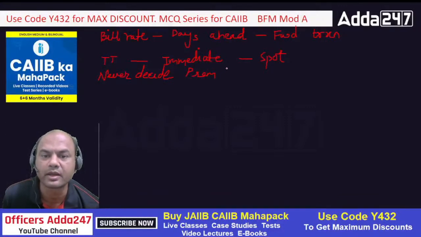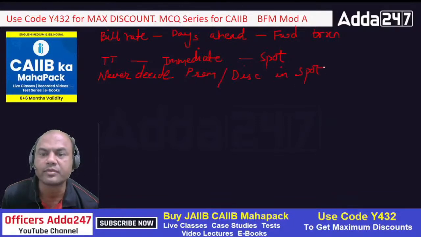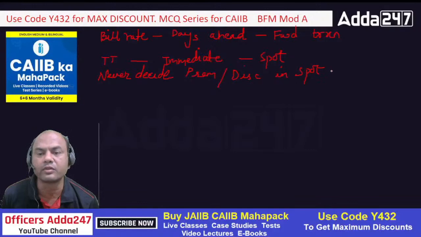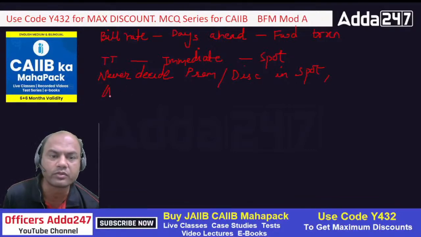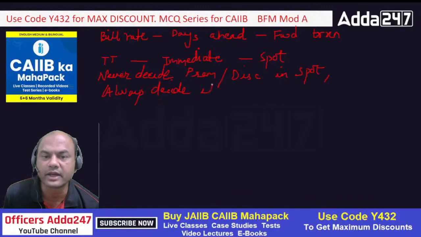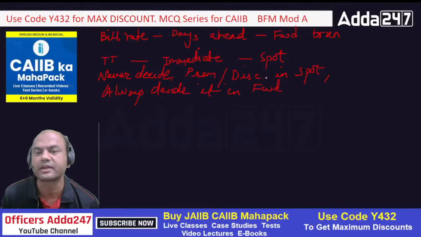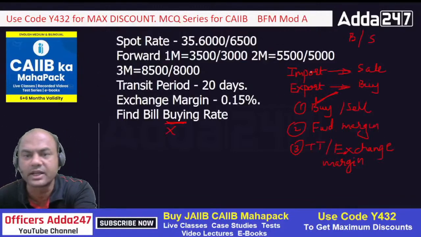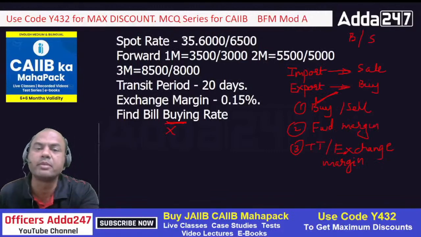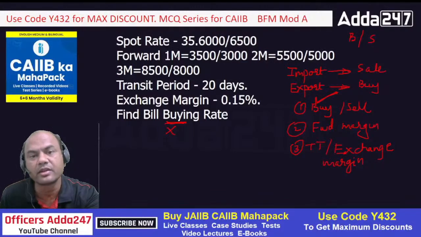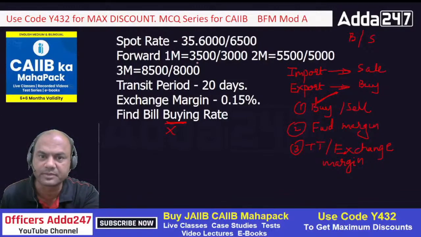I'll just write PREM or discount in spot. Always decide it in forward. Always remember this, never forget this basic: currency is never decided in spot, whether it's premium or discount. It's always decided in forward. Got it? Clear? Concept is clear?